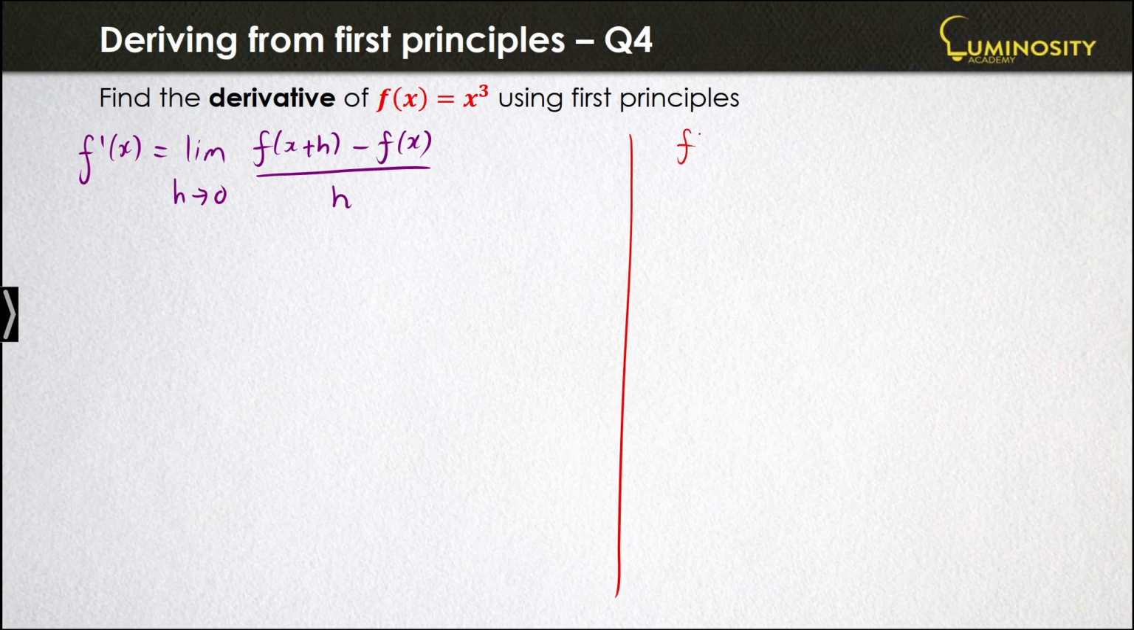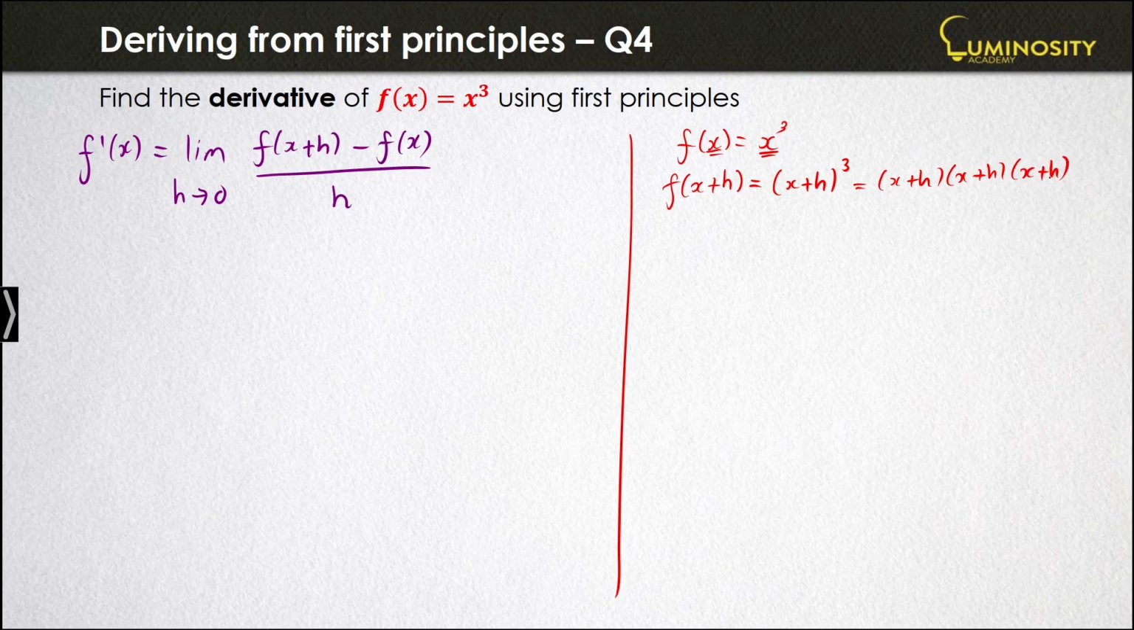So first of all, my f of x is equal to x cubed. So f of x plus h, so wherever there's x's, I must now replace it with x plus h. So it's going to be x plus h all cubed. Okay, but we can expand that out. That is x plus h times itself 3 times.